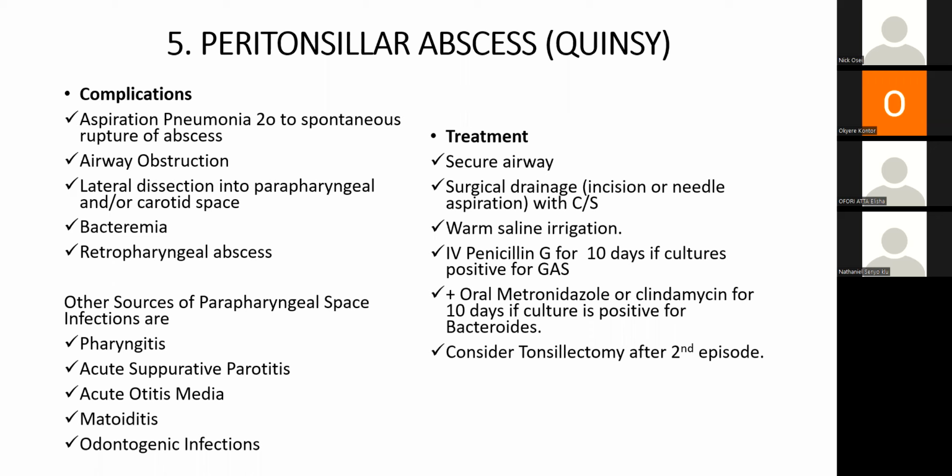The pharynx is like the throat, with the larynx, the tonsils, the adenoids. Within that particular space, there are other infections that may arise, usually from a pharyngitis, acute otitis media, mastoiditis, or odontogenic infection, that is from the teeth. And then there could also be an acute suppurative parotitis, that is from the parotid gland.